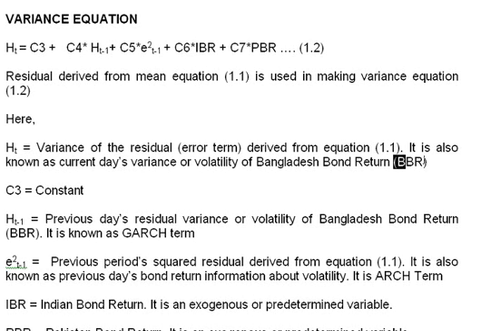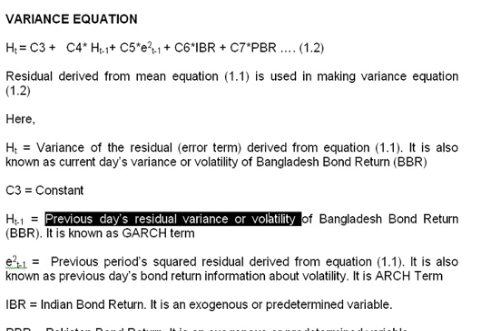C3 is the constant. You can see from here, C3. And then what is C4? C4 is the coefficient of HT minus 1. HT minus 1 means one period lag of HT. Okay, here what is HT minus 1? The previous day's residual variance or volatility of Bangladesh bond return, and it is also known as the GARCH term.